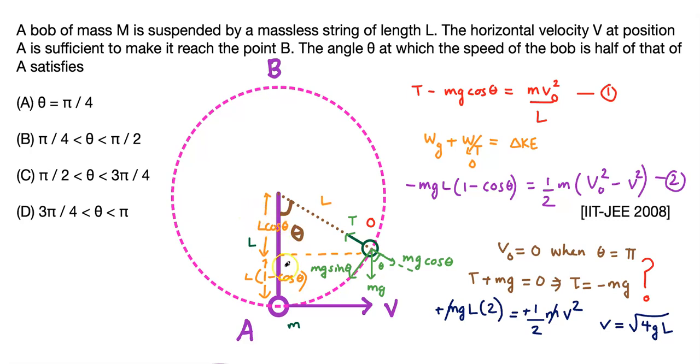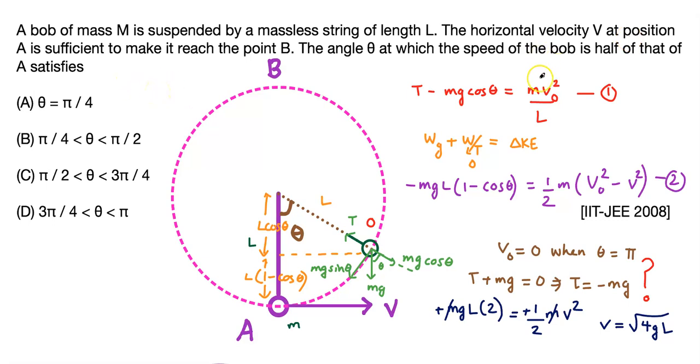So a ball of mass m suspended by a massless string of length L was released with a certain speed v, and we were told that v was sufficient to make the bob go all the way to the top. And we want to find the angle at which the speed of the bob is v by 2, essentially half of that at A.